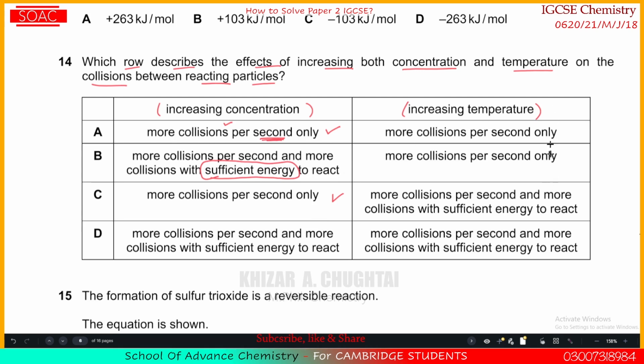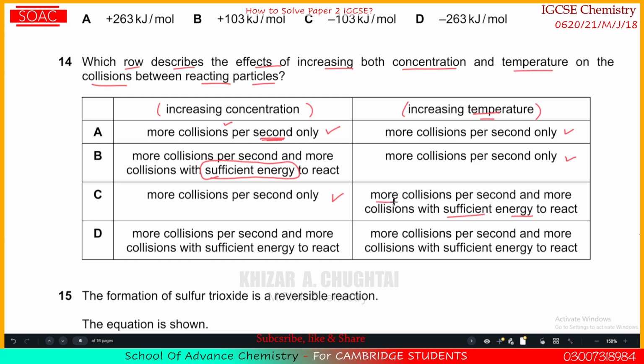Come toward the second column. By increasing the temperature, more collisions per second, yes, it is true. More collisions per second and more collisions with sufficient energy, yes. I mean, by increasing the temperature, there are two different aspects.